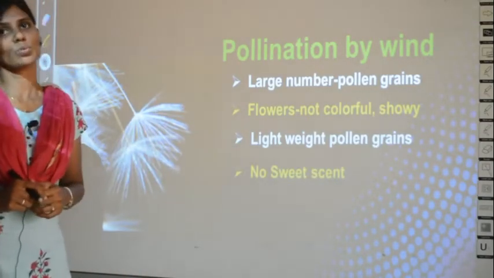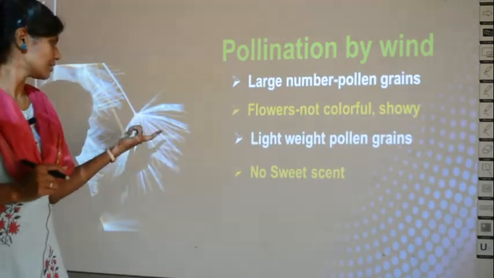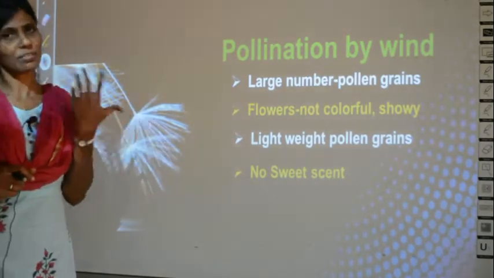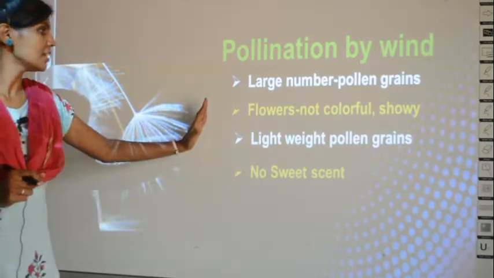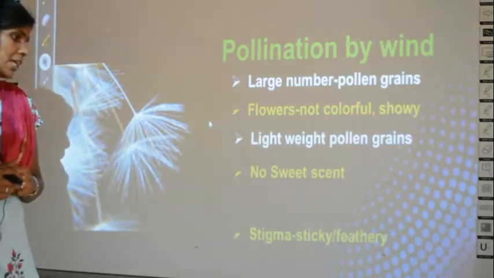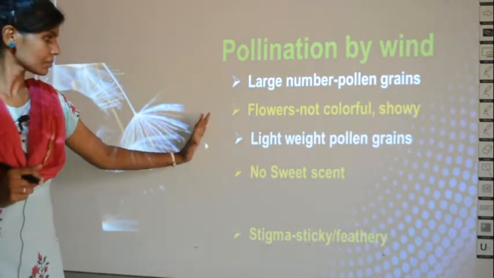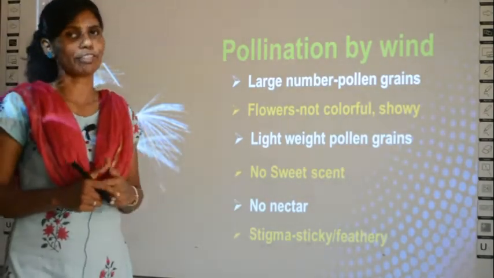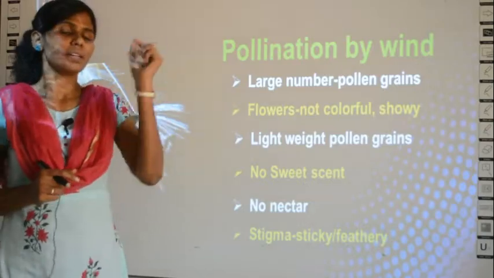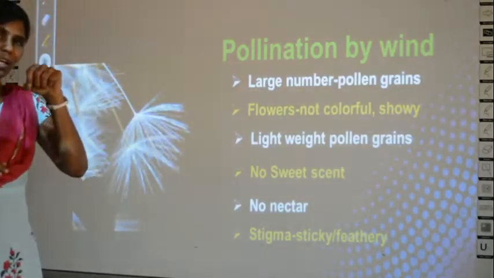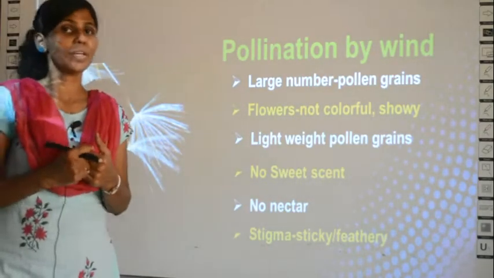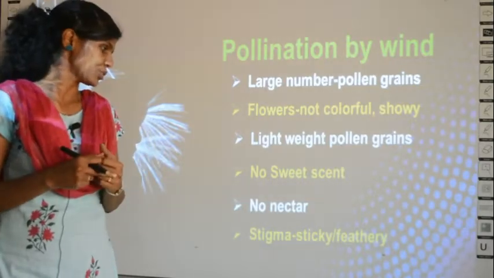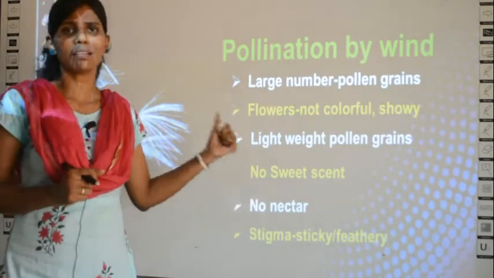And then there is no sweet smell. Have you tried smelling this? I have all tried. There will be no smell in these kinds of flowers. And then they can reach to a place where the stigma is sticky or feathery. Usually such type of pollen grains are attracted wherever the stigma is sticky in nature, and there is no nectar in these type of flowers.